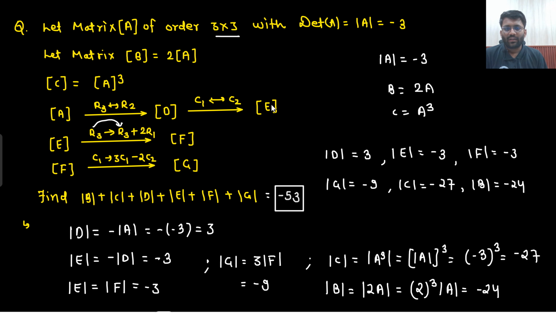Determinant of D is simply the negative, then determinant of E, then determinant of F, both are the same. E, F is becoming minus 3, minus 3, minus 9. So let me explain it again. Started with B equals 2A.